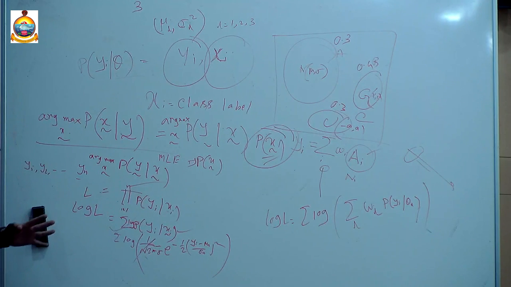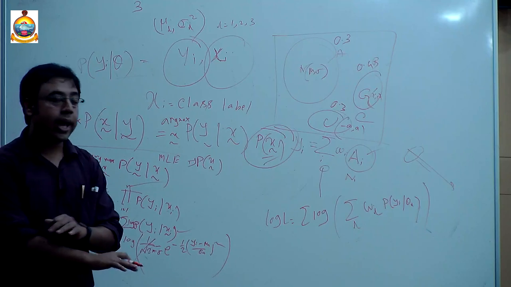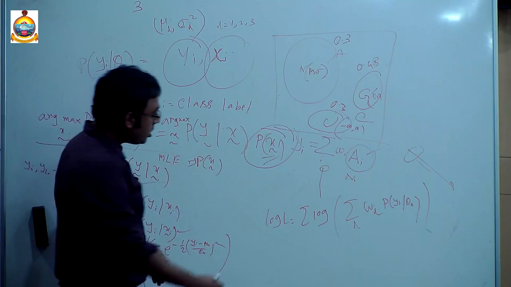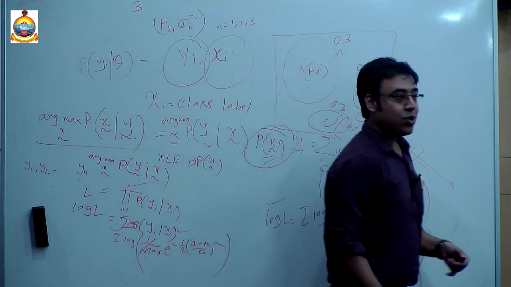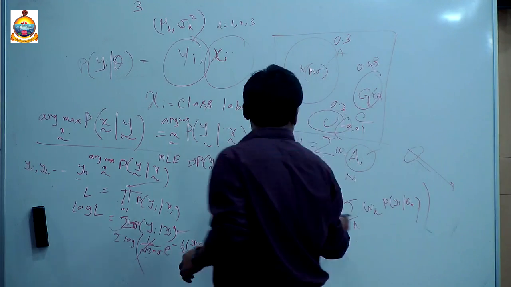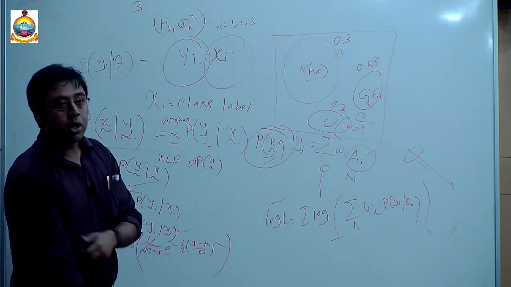Previously it was a product function, so that was easy. But here you have a summation inside the logarithm. You can't do any kind of algebraic operation after that. So this becomes an infeasible problem. Now you can't do the maximum likelihood estimation. You don't have this way to do the estimation.